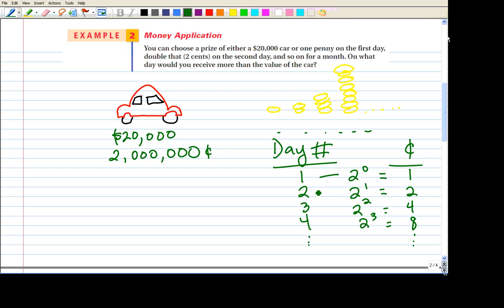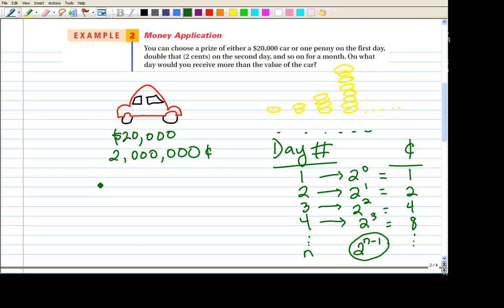So if I'm comparing the day number to my exponent, what's the pattern here? Compare the 1 to the 0, 2, 1, 3, 2, 4, 3. Well, if I'm on day n, that means I'll have 2 to the n minus 1, as each time my exponent was 1 less than the day number. So what I'm looking for is on what day this amount is greater than the value of the car.